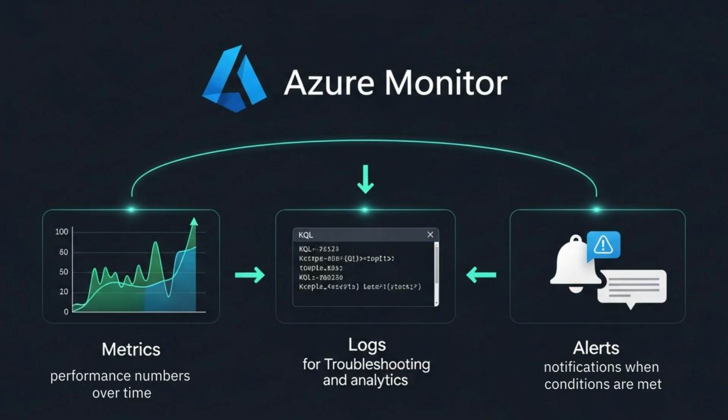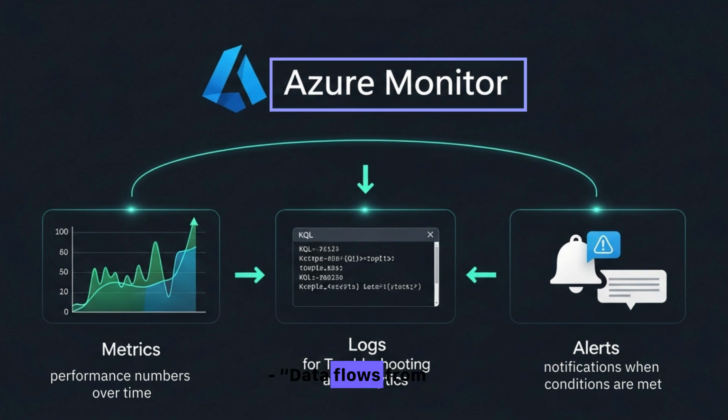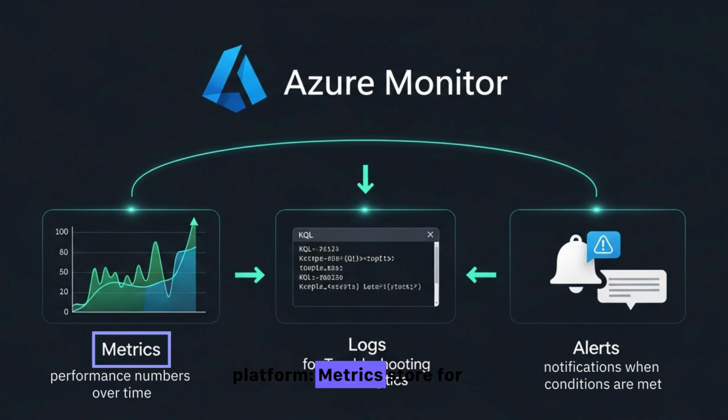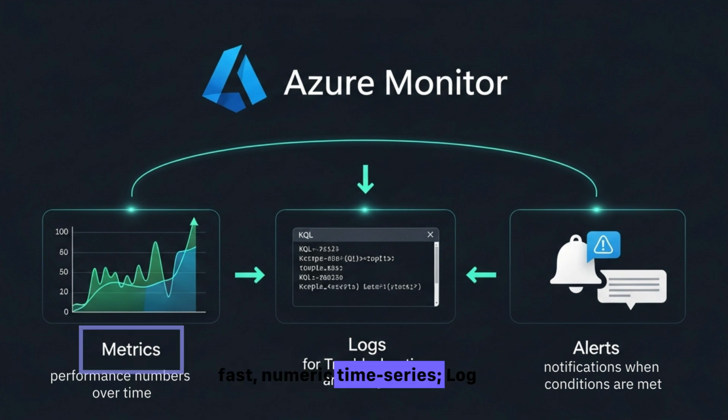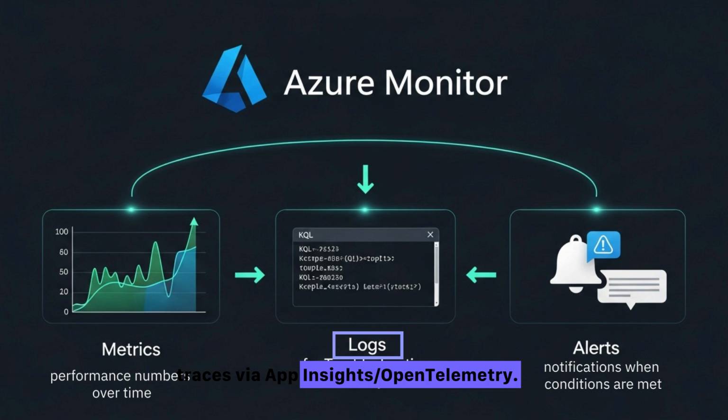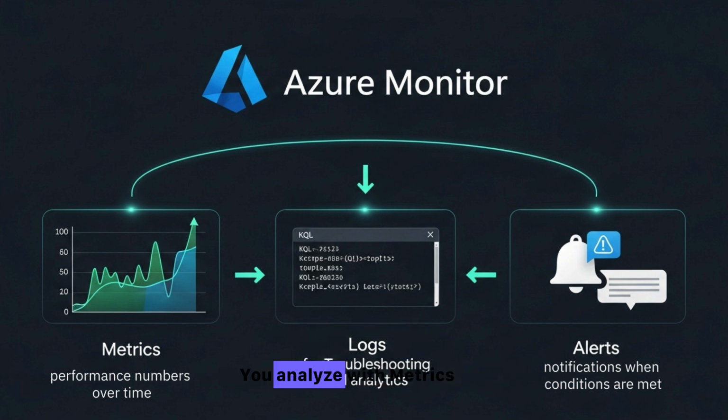Putting it all together, let's understand it this way. Data flows from sources like Azure resources, VMs or agents, apps, AKS, and Prometheus into the Azure Monitor data platform. Metrics store for fast numeric time series, Log Analytics for rich events, traces via App Insights to OpenTelemetry. You analyze with Metrics Explorer, KQL in logs, and workbooks. You act with alerts plus action groups.